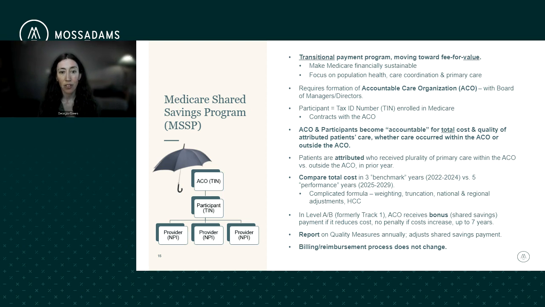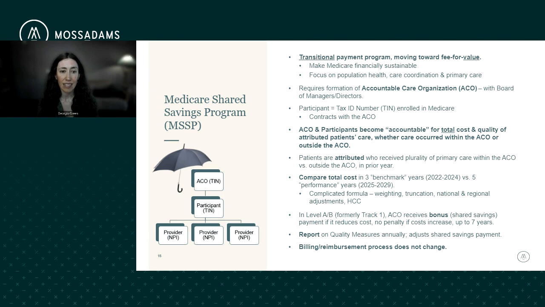Patients then become attributed to those providers that they receive the plurality of care through, under the umbrella with those participants. And the group as a whole becomes accountable for the total cost and quality of those attributed patients' care, whether or not that care happened at your facilities or outside of the umbrella. So you're thinking about everywhere the patient's going, everything that Medicare is paying for that patient.